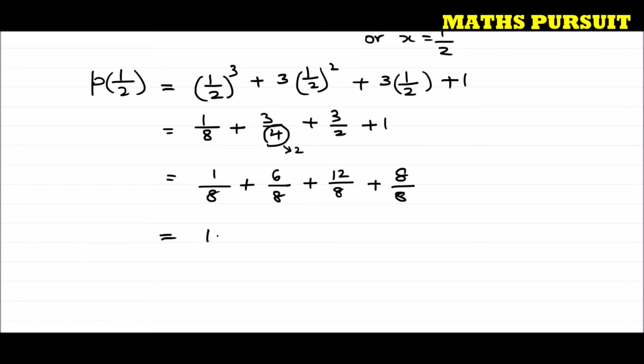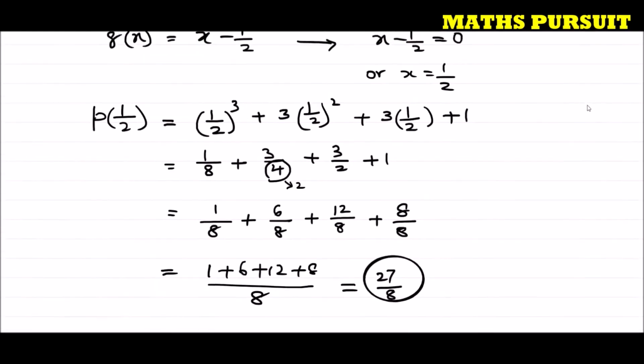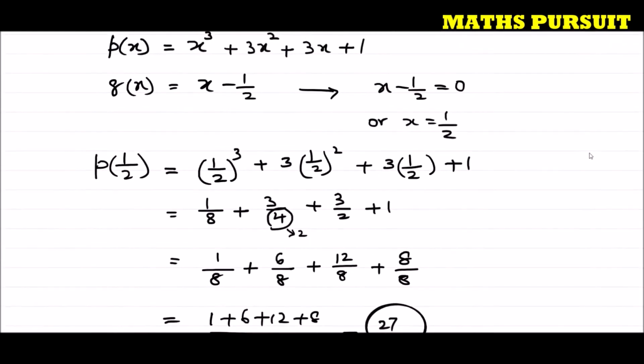Or that is equal to 1 plus 6 plus 12 plus 8 divided by 8. This is equal to 1 plus 6 is 7, 7 plus 12 is 19, 19 plus 8 is 27 upon 8. This is how quickly and how easily we found it out. Hope, guys, you understood this. We can solve this type of equations using any of the ways.